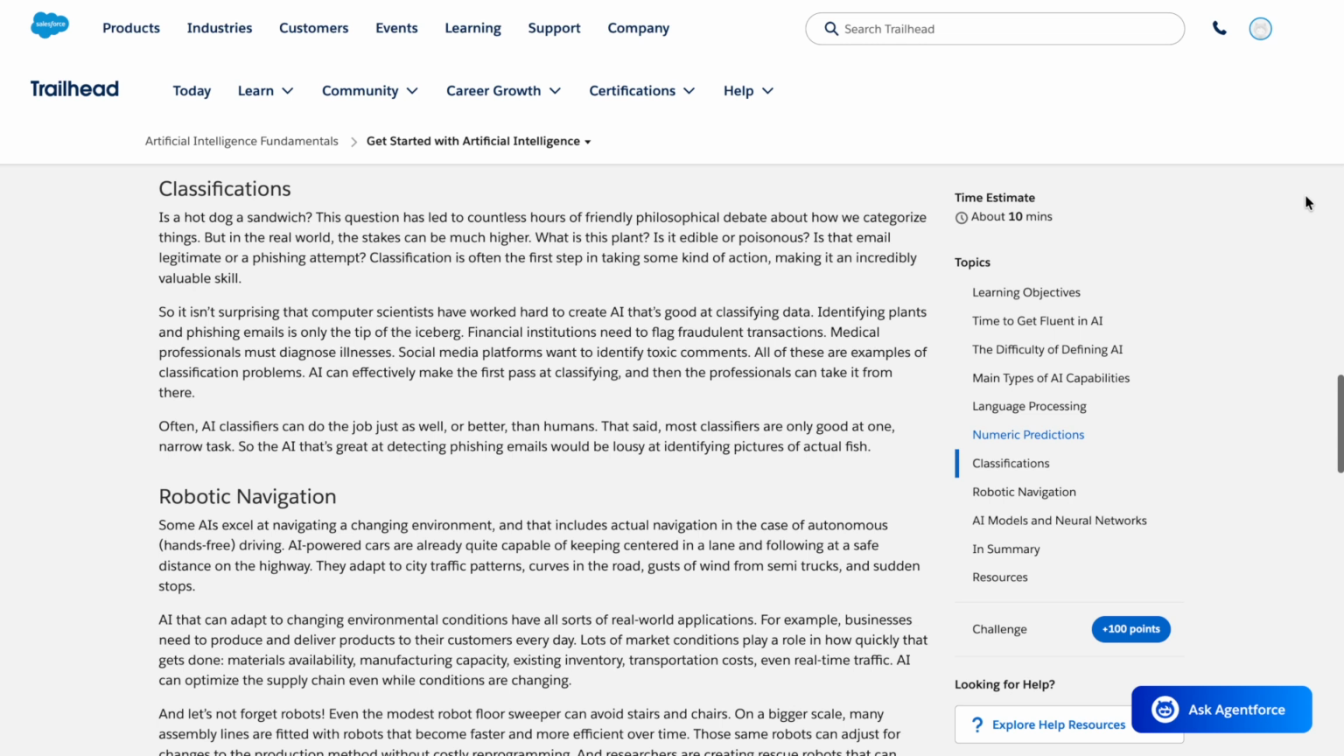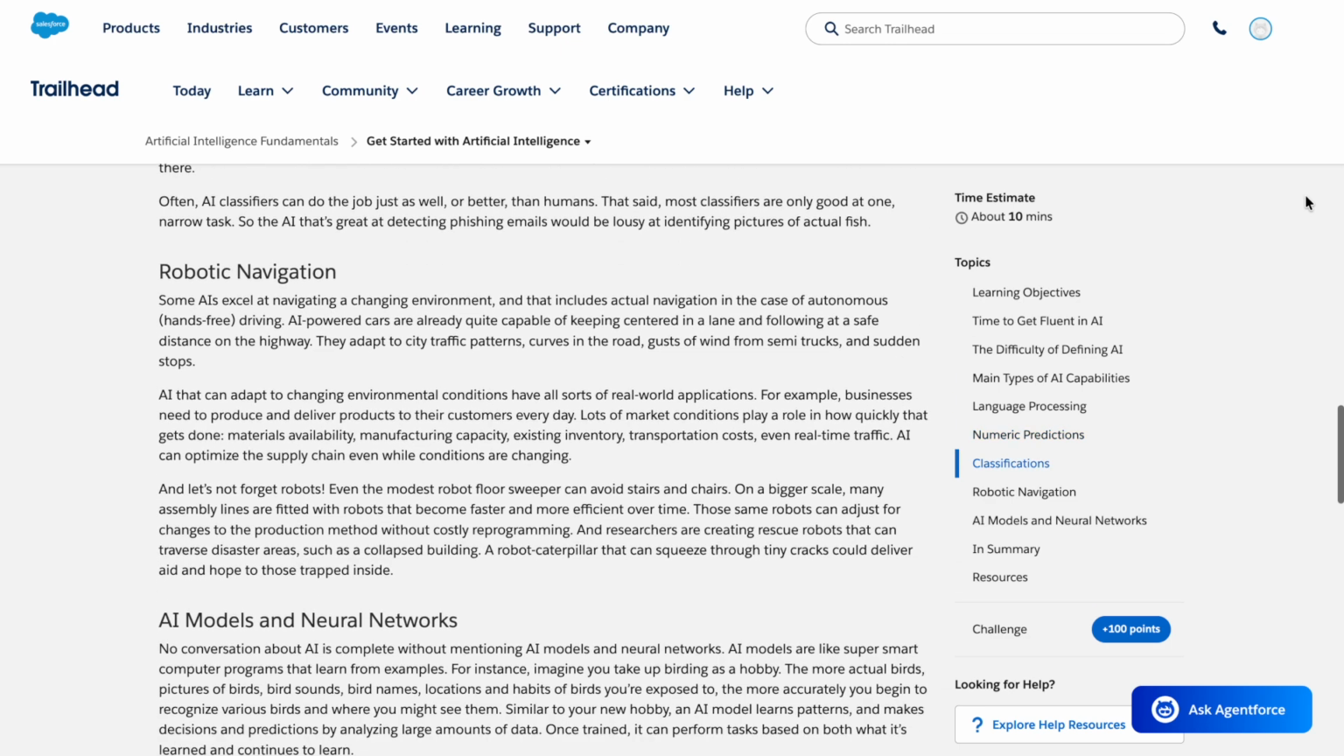AI can effectively make the first pass at classifying, and then the professionals can take it from there. Often, AI classifiers can do the job just as well or better than humans. That said, most classifiers are only good at one narrow task, so the AI that's great at detecting phishing emails would be lousy at identifying pictures of actual fish.